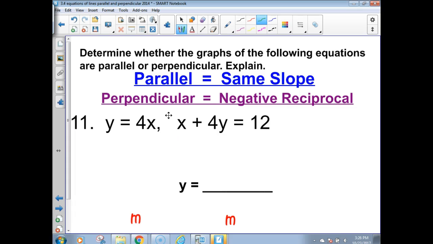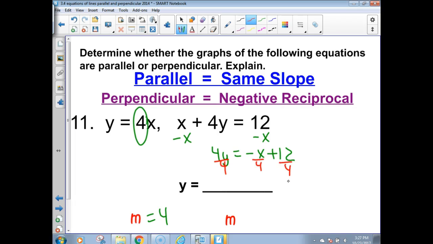Okay, 11. Slope of this line is 4. Slope of the second line. Subtract. We get 4y equals -x plus 12. I divide by 4. That gives me y equals negative 1/4 x plus 3. This one has a slope of negative 1/4, therefore they are perpendicular.